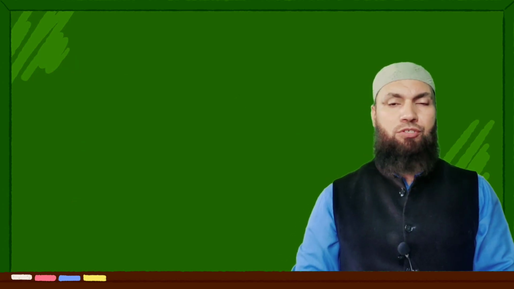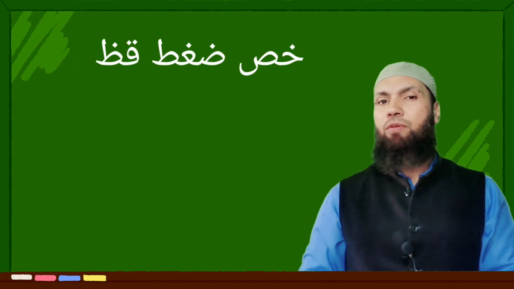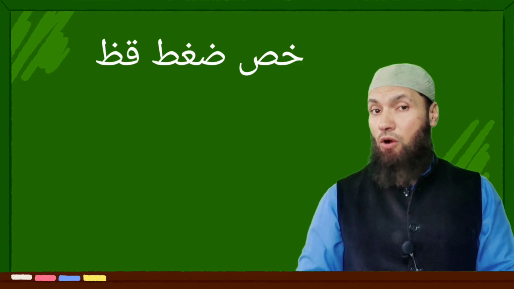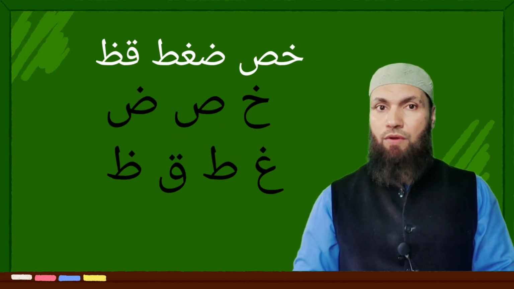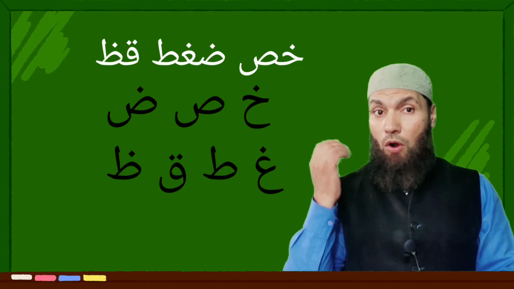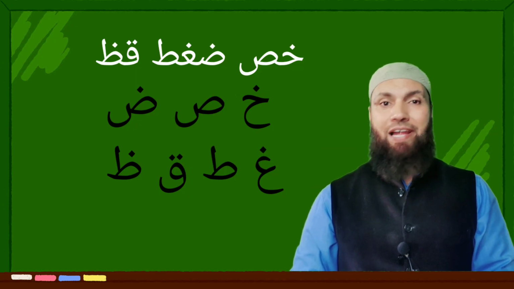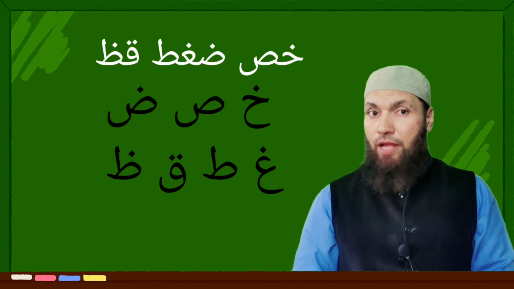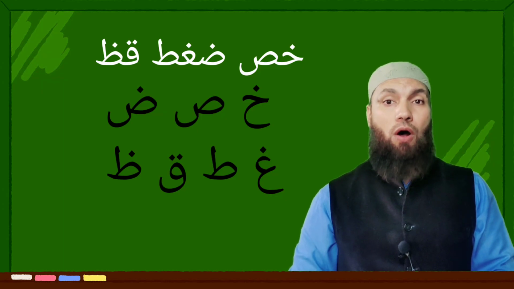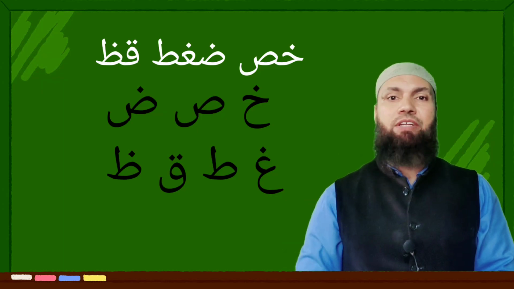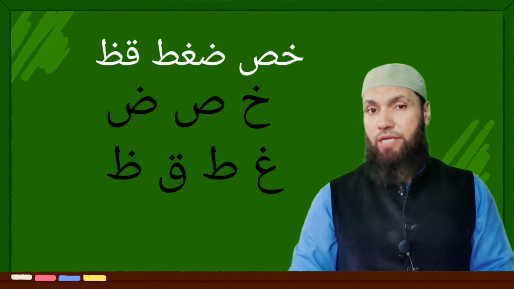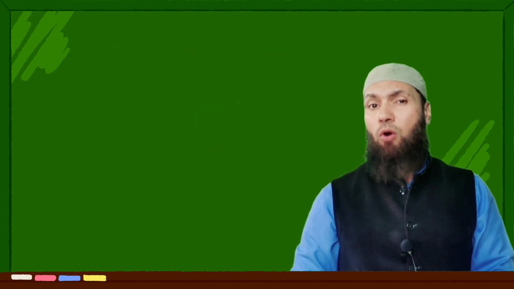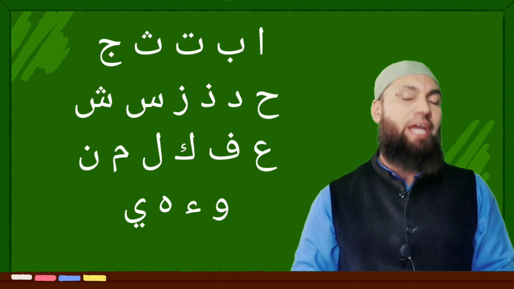So all the letters of Arabic except these 7, Kha, Sad, Dad, Ghain, Ta, Qaf and Dha. All the letters except these 7 letters are light letters. And we need to articulate all the letters except these 7 with a relaxed position of tongue or with a lowered tongue, which would make all these letters light and not heavy.